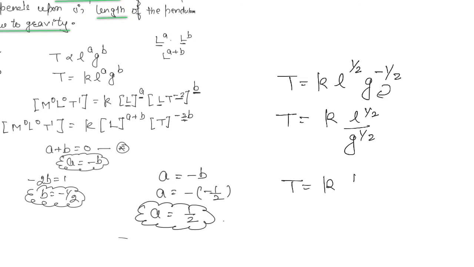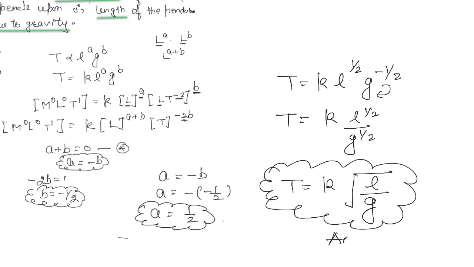So T equals K. What is the meaning of half? Under root L. And what is the meaning of half again for G? Under root. This is the final answer. So we derive a formula. So we can see time period depends on length with which dimension class? Half. Means class, time period is directly proportional to under root L, and time period is inversely proportional to under root G.